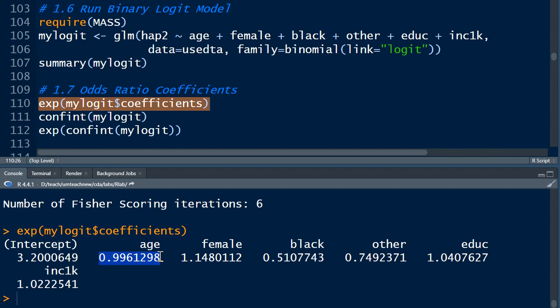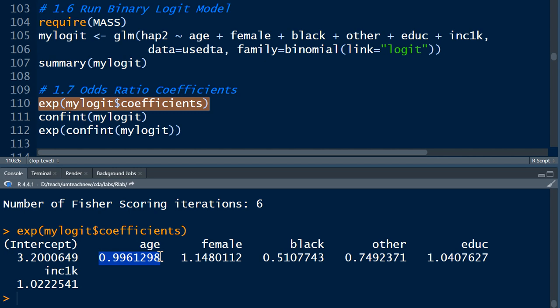Why? Because what we're talking about is factor change. For factor change, any number between 0 and 1 is going to decrease, because if you multiply by a number between 0 and 1, the result is going to be reduced.